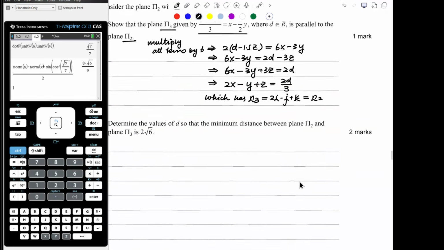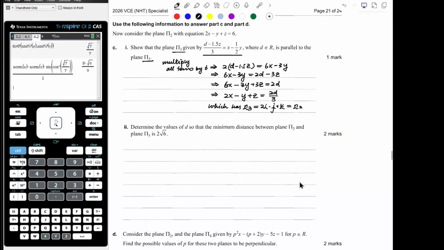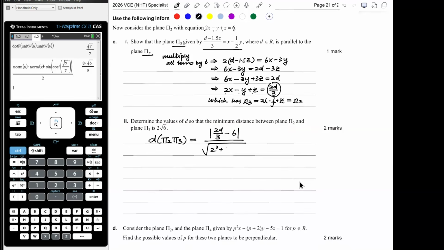Then you want to determine the values of d so that the minimum distance between pi 2 and plane pi 3 is 2 root 6. Well, the distance between pi 2 and pi 3 is the magnitude of, look at this part here. This is the right-hand side with coefficients 2, minus 1, 1, and 6. We can just do 2d over 3, the constant term, subtracting another constant term, divided by the square root of 2 squared plus minus 1 squared plus 1 squared, equals 2 root 6.